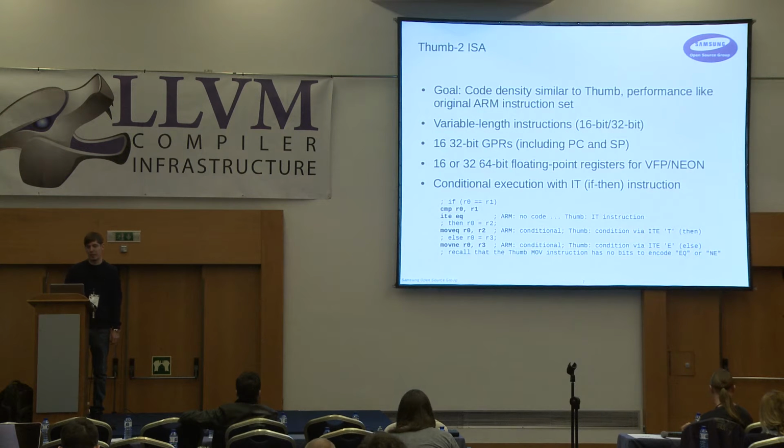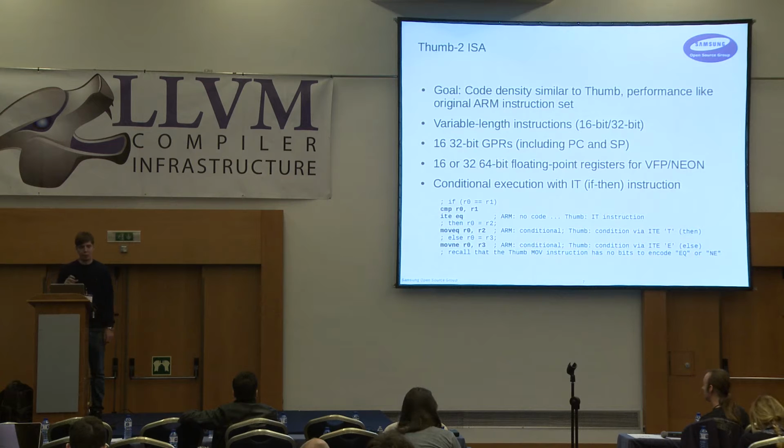And as mentioned, the goal of Thumb 2 is to really give you the best of both worlds. And in order to achieve this, the instructions are variable length. So there are instructions which are 16-bit long, but there are also instructions which are 32-bit long. And from the instruction set, you have access to all of the 16 general purpose registers. And depending on whether the CPU implements one of the instruction set extensions, there is a floating point register file as well.